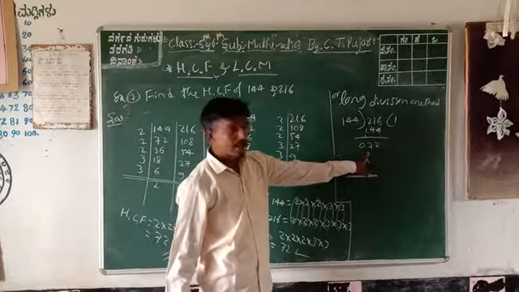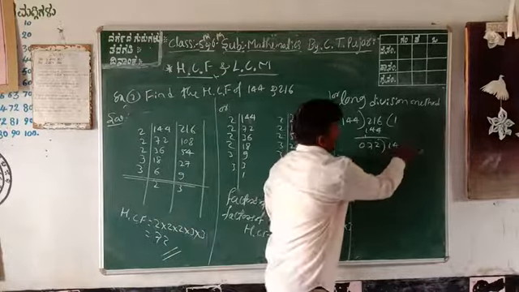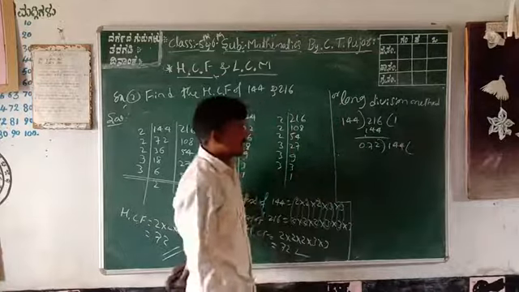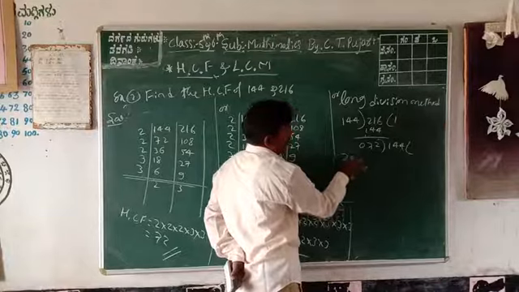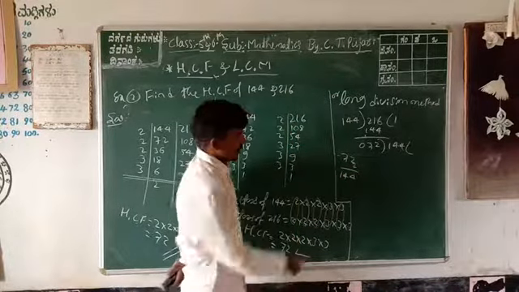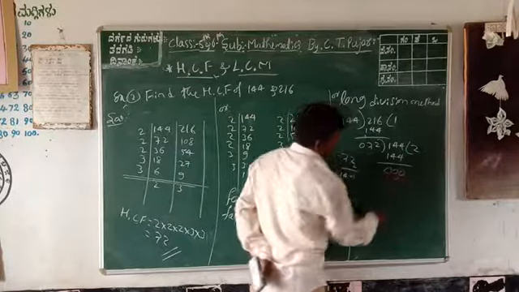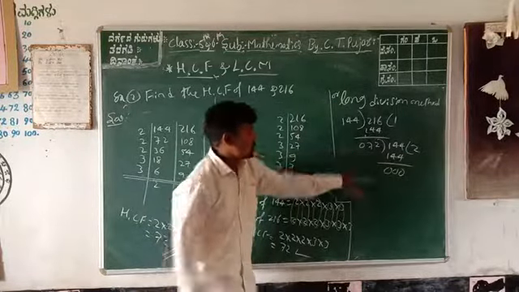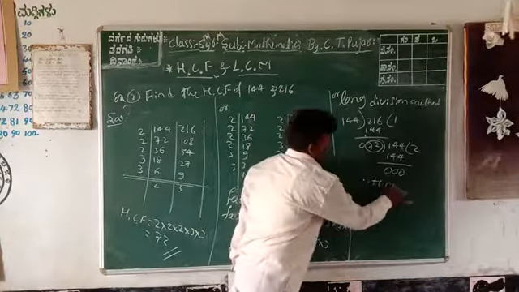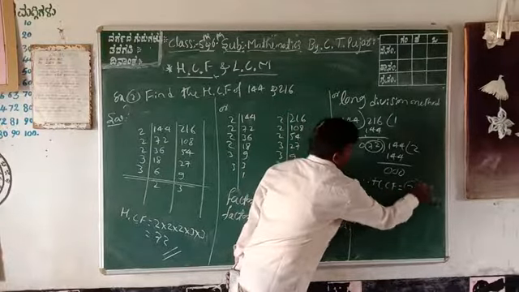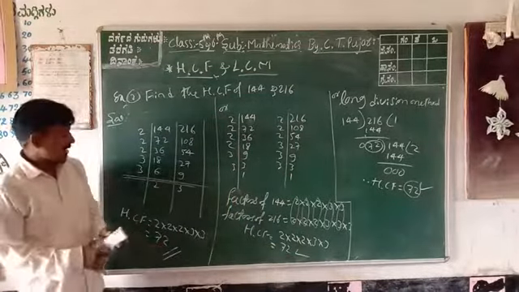The remainder is 72. Again, with the remainder, divide the number 144. 72 twos are 144. The remainder is 0. Since the remainder is 0, this 72 is the HCF. Therefore HCF is equal to 72. This is also 72. This is the direct method.